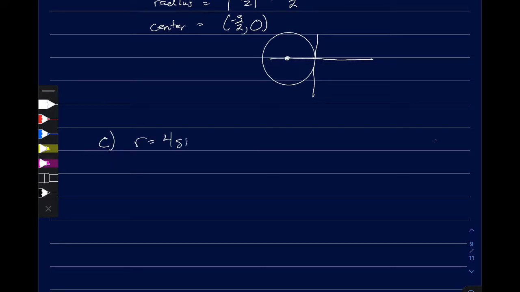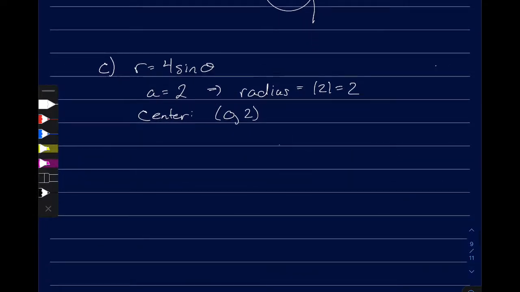And for our last example, r is equal to 4 sine theta. So here, our a is equal to 2, which tells us that our radius is going to be the absolute value of 2, or 2. And its center is going to be 0, 2, because it's a sine. And what does this graph look like? Well, its center is at 0, 2, and it has radius 2, and there is our circle, 4 sine theta.